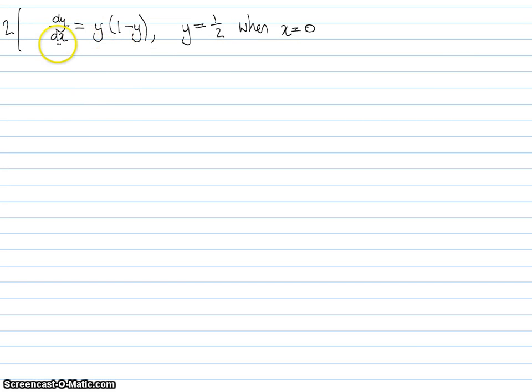Basic mastery question 2 is very similar to basic mastery question 1. This is still a simple separable differential equation, and we still have an initial condition to fulfill. So what do we do? We do the same thing.